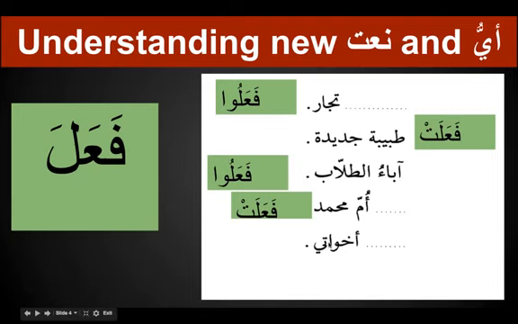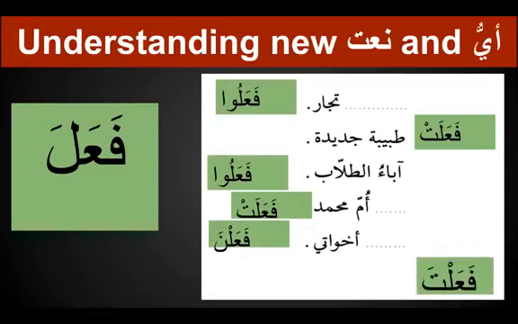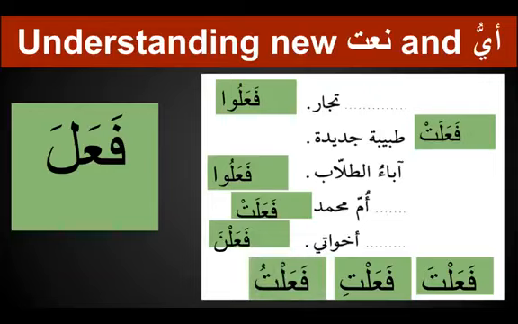We have akhawati, sisters. It is feminine, so sisters. Fa'alna, so my sisters did. This is noon niswa. This noon is hunna, and that hunna goes back to akhawati. So anta fa'alta, anti fa'alti, ana fa'altu. So these are the verbs.